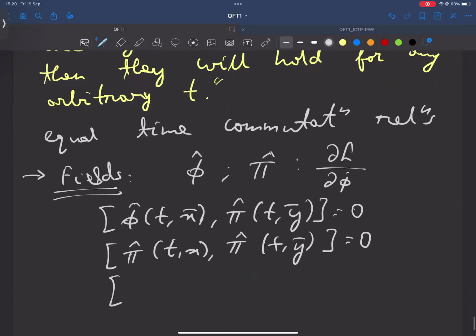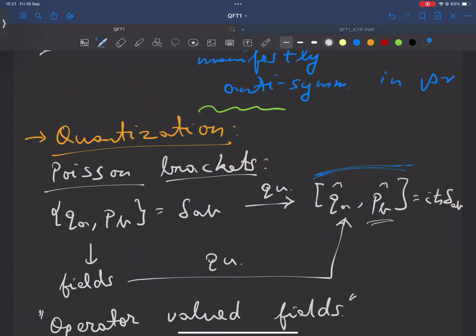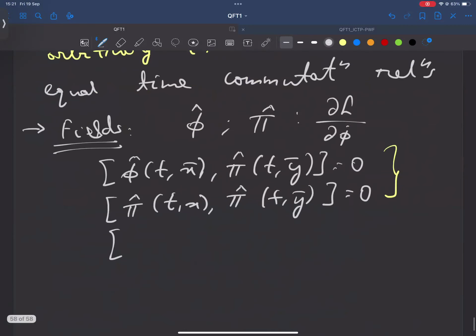So these two are trivial relations, and hence I didn't write them here. But you know that QQ and PP commute. But the interesting relation is this.